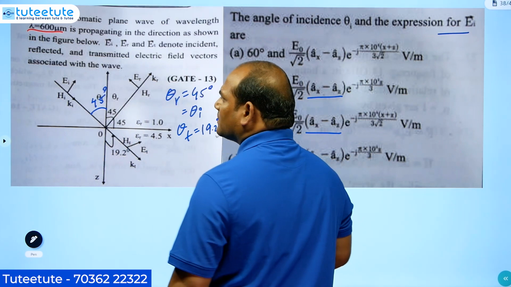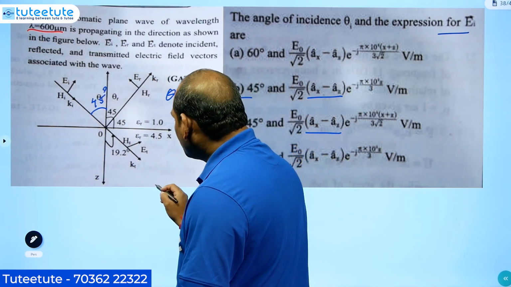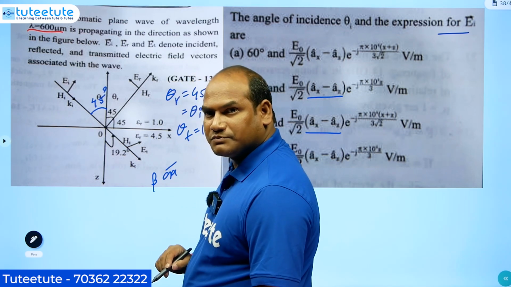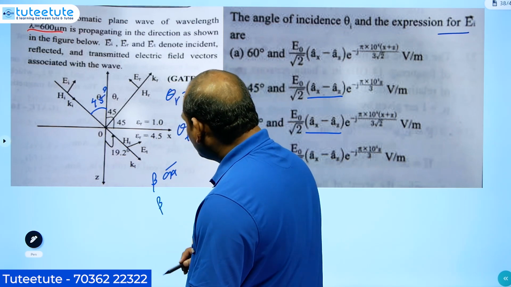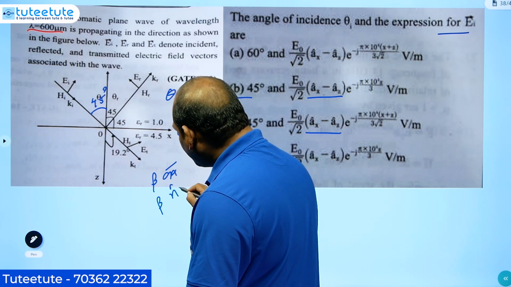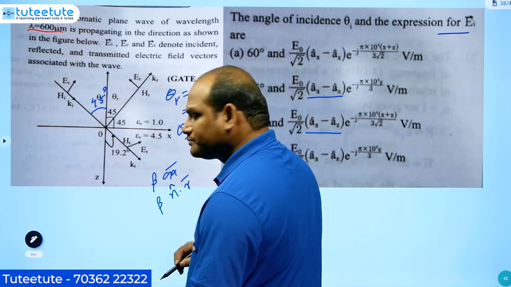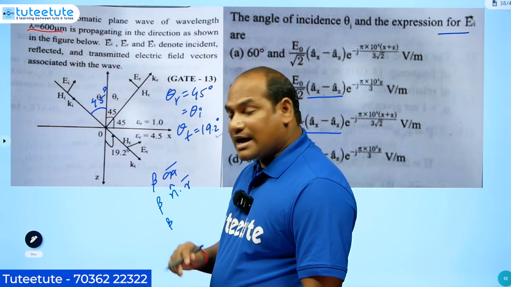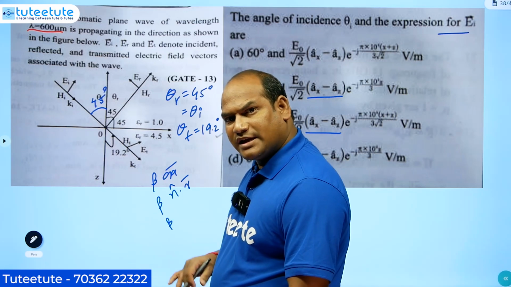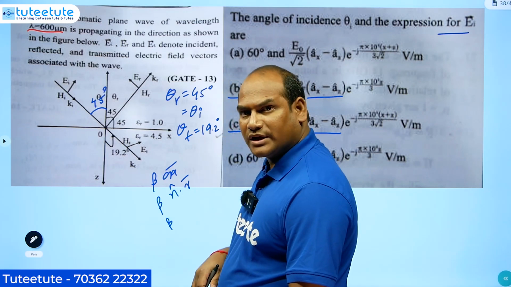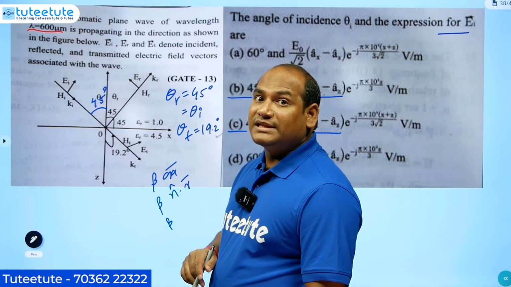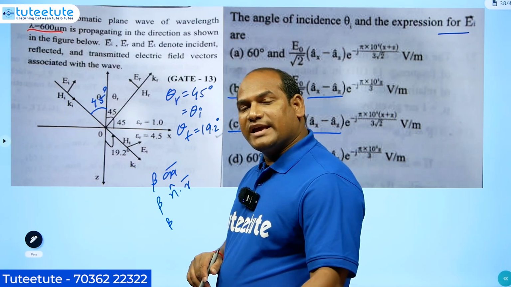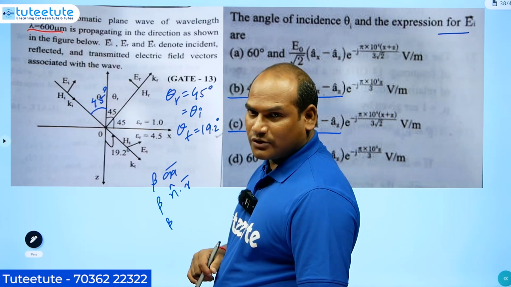So how to solve this particular problem? Phase we already know, it is beta times n cap dot r bar. So beta into n cap is cos phi x x cap plus cos phi y y cap plus cos phi z z cap. Like that we have to take. That means we need the angles made by the incident wave with respect to the x, y, z axes respectively. That is what we need to see now.